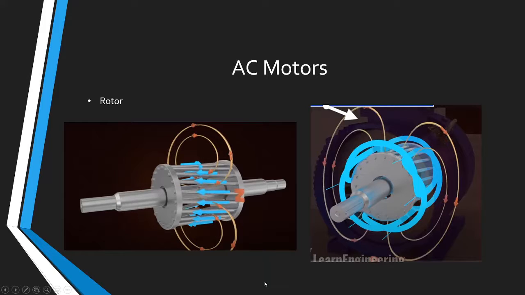When current is supplied to the rotor, shown here in this squirrel cage rotor, we see the current traversing the conductive bars and producing its own magnetic field. The interacting fields, again, translate electrical energy into mechanical power.